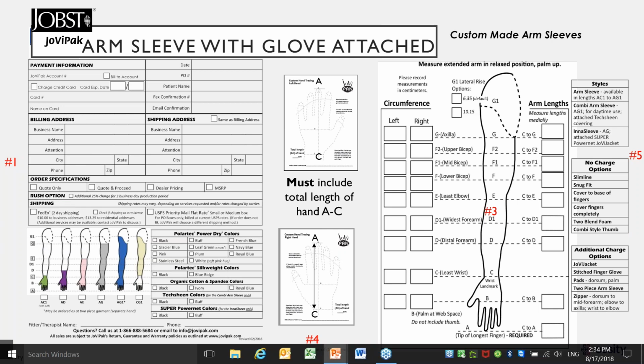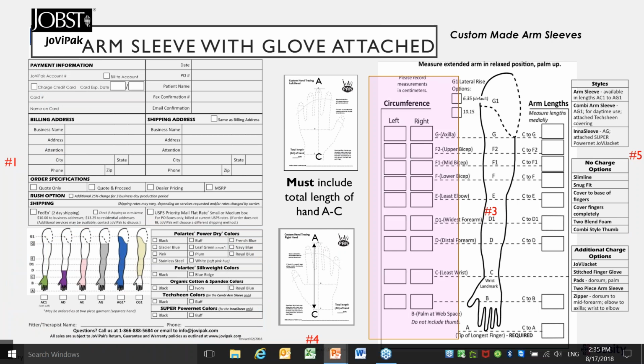Certainly, we want you to fill out all of the first information about your patient that we're making the garment for. And then from there, we need to know what style you're going to be ordering, what length of garment you need. So place an X or a check in one of these boxes so we know what length you're thinking of. And certainly give us the color of the fabric you've chosen. Certainly choose your fabric. And then also make sure you give us which JoViPak material you are choosing.